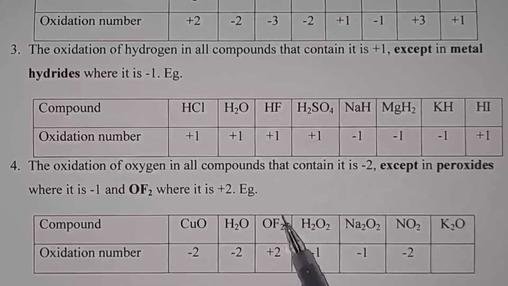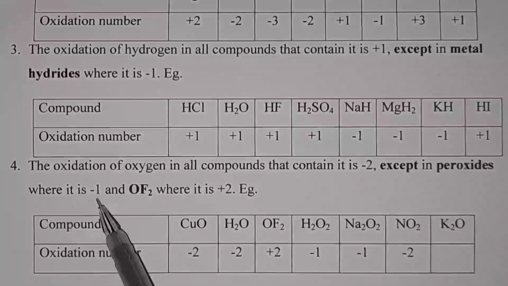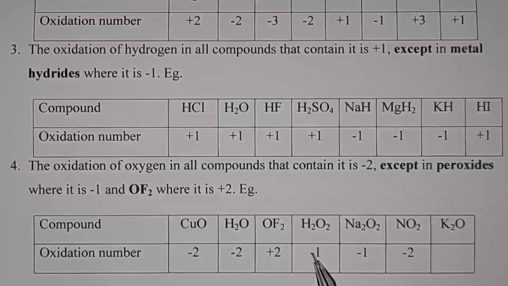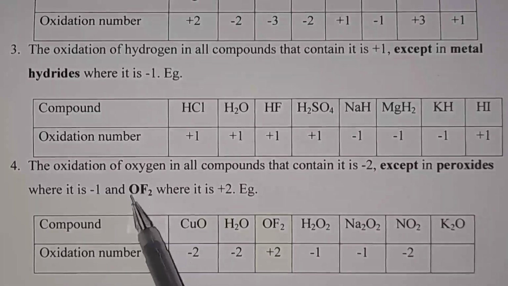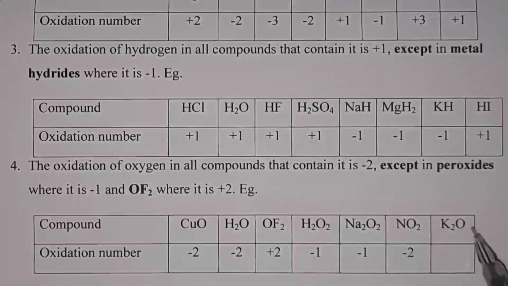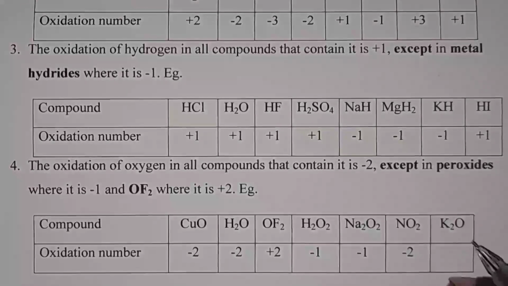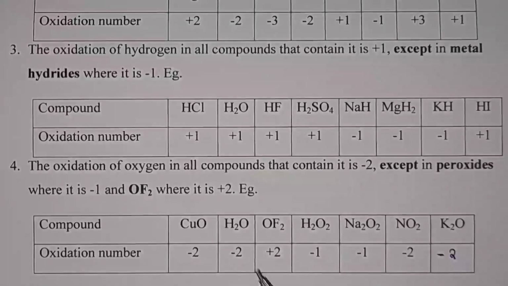But when we have oxygen fluoride, here oxygen will have an oxidation number of positive 2. Then in the exception, except in peroxides where it is negative 1, like sodium peroxide and also hydrogen peroxide. We have hydrogen peroxide, it's negative 1, and we have sodium peroxide here, it's negative 1, because we are told except in peroxide where it's negative 1. And OF2, that's oxygen fluoride, where it is positive 2. So this is potassium oxide. The oxidation number of oxygen in potassium oxide will be negative 2, just like cobalt 2 oxide, water, and nitrogen peroxide.